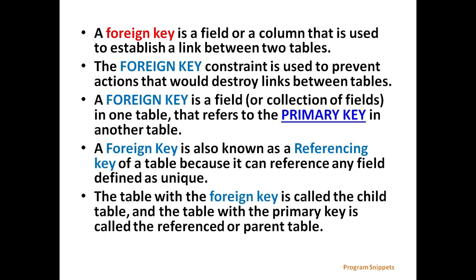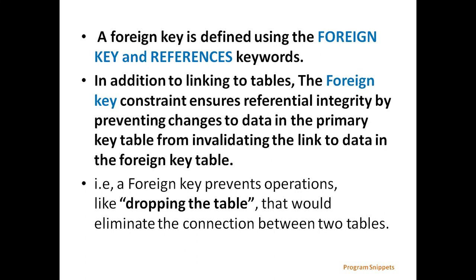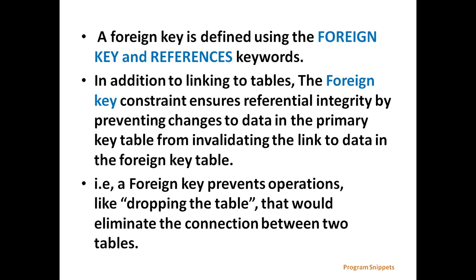The table with the foreign key is called the child table and the table with the primary key is called the referenced or parent table. A foreign key is defined using the FOREIGN KEY and REFERENCES keywords. In addition to linking the tables, the foreign key constraint ensures referential integrity by preventing changes to the data in the primary key table from invalidating the link to data in the foreign key table. That is, a foreign key prevents operations like dropping the table that would eliminate the connection between two tables.